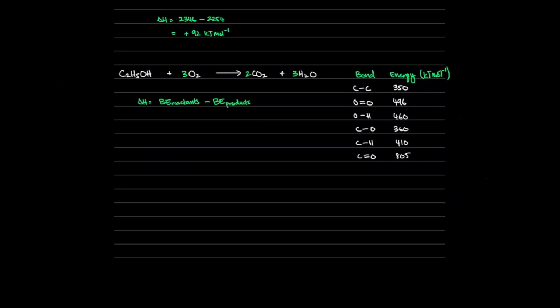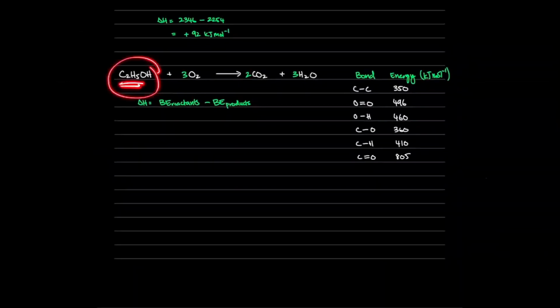Okay. Now, first, let's draw out ethanol. Ethanol में क्या होता है? You have 2 carbons, right? C2H5OH. Now हमें पता है कार्बन टोटल 4 बॉन्ड बनाता है, right? So आपके पास क्या है?